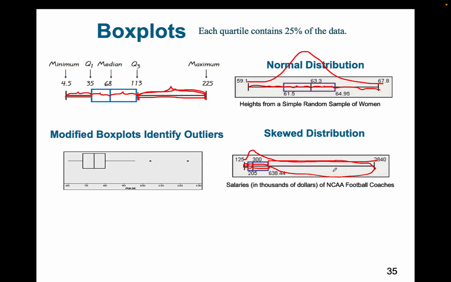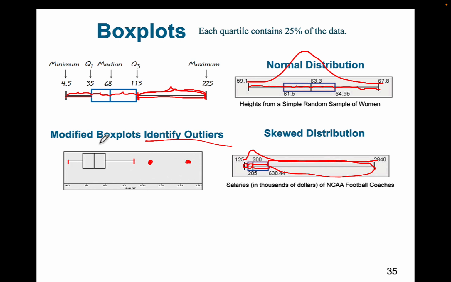A modified box plot will identify if there are any outliers. So instead of taking it from here, it will cut off at some point, and then the outliers will be represented by these dots here. You can have data that doesn't have any outliers.